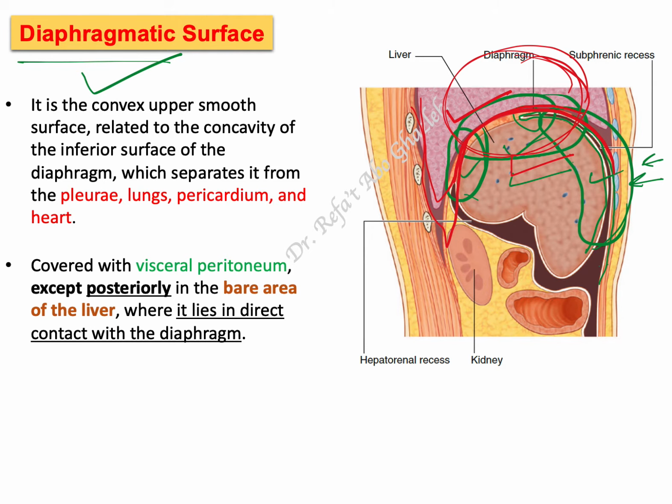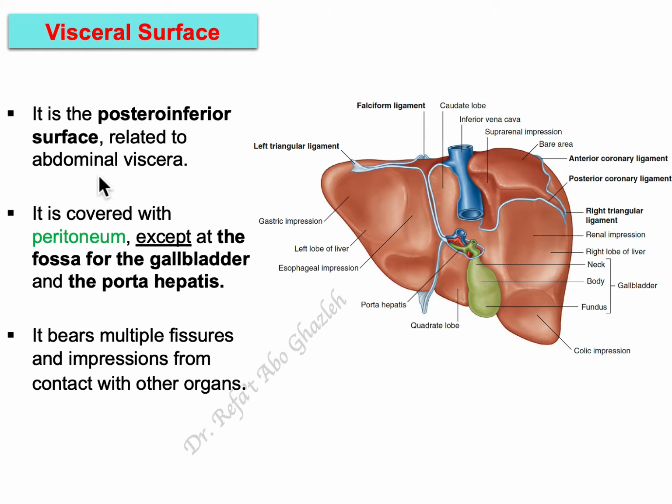Let me shift to the visceral surface now. As we talk about visceral, as I mentioned previously, this is the visceral surface that's located against different abdominal organs and structures, and it's completely covered by peritoneum, right?